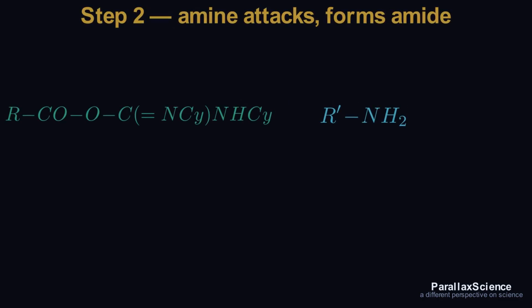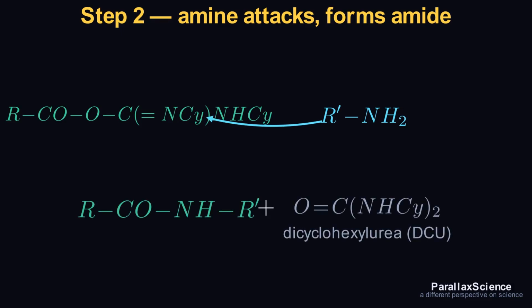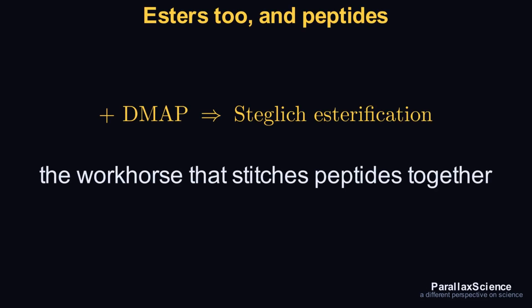Now an amine attacks that activated carbonyl, forging the amide bond, and expelling the stable byproduct, dicyclohexylurea. With a catalyst called DMAP, it builds esters too, the Steglich esterification. DCC is the workhorse that stitches peptides together.